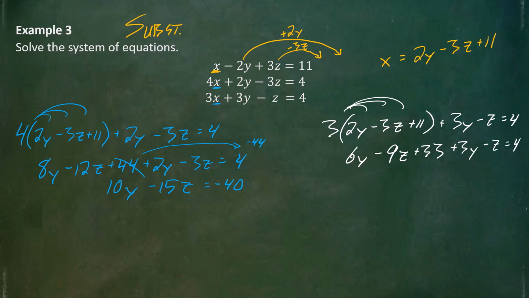And then I will be able to move the 33 over and combine some y's and z's. So 6y and 3y, that would take me up to 9y. Negative 9z minus 1 more is negative 10z. And then 33, if I take it away from 4, would take me down to negative 29.